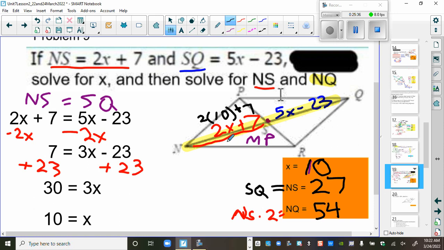Yeah, because in this part it is 27 from N to S, then S to Q has to be 27 as well. Okay, questions?